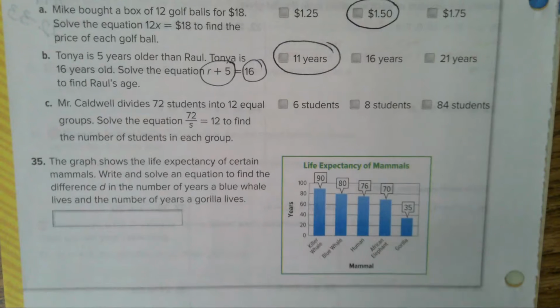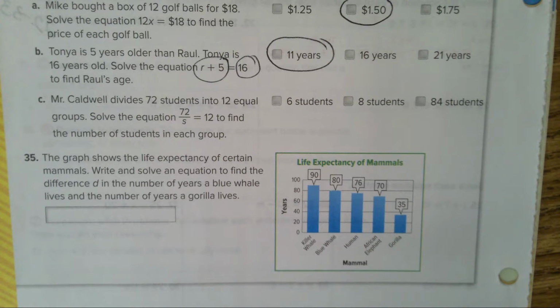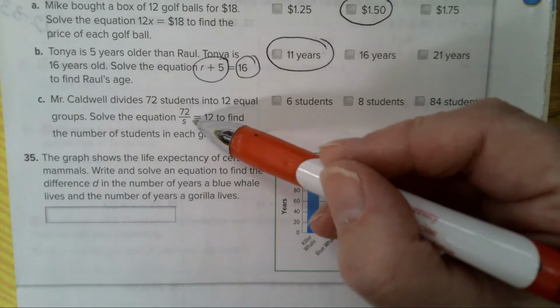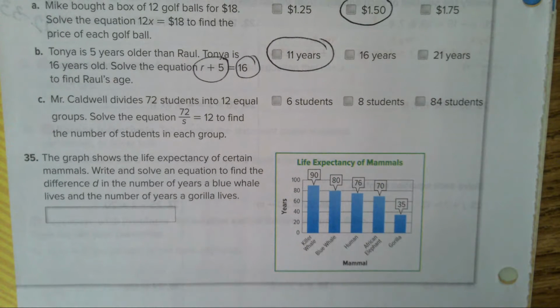Okay, letter C. Do I have a volunteer to read that one? Mr. Caldwell divides 72 students into 12 equal groups. Solve the equation 72 divided by S equals 12 to find the number of students in each group. That's the way they show division in algebra, is they set it up like a fraction. So what divided by 72 equals 12, class? 6. Very good.